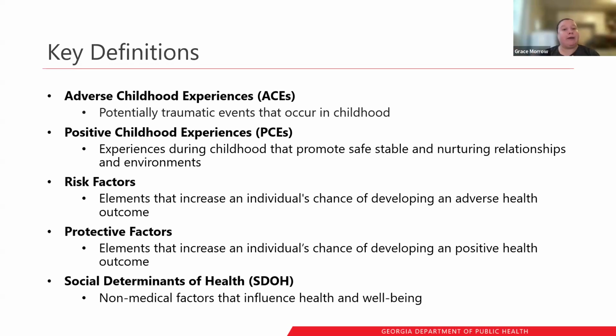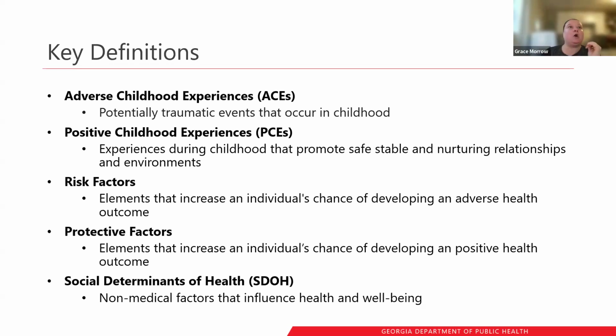And then social determinants of health. Pretty simple. These are everything that is not a medical factor that has an impact on our health and well-being. So this would include things like economic stability, community resources, transportation, things like that. So things that are strictly not medical.